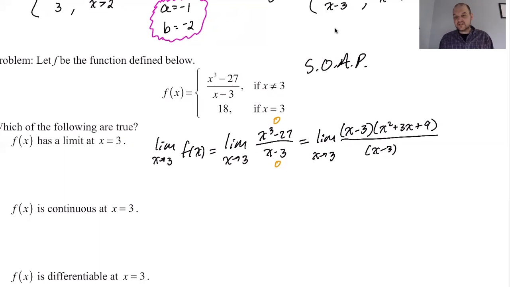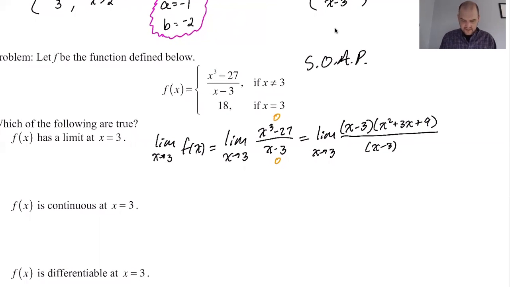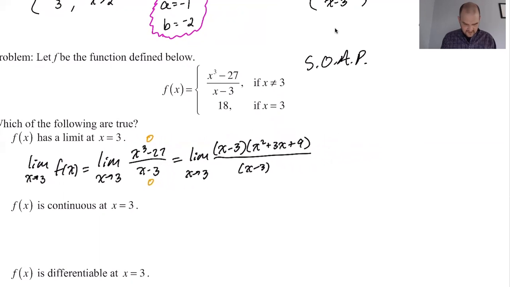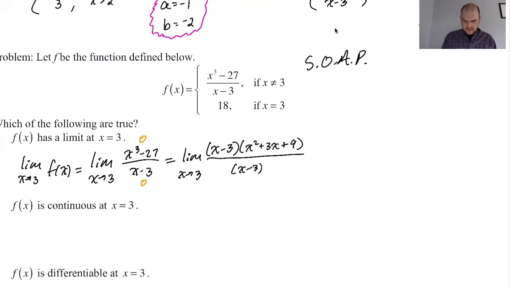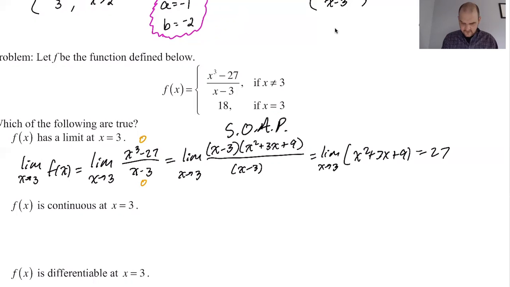We can cancel the x minus 3's. We should do another step here. So I'm gonna magic this over a little bit so that I can pretend that I was doing it in the right spot. So we should do another step because really this thing is still indeterminate the way it's written. x squared plus 3x plus 9. Then you plug in, you get 9 plus 9 plus 9, so you get 27. Okay, that's one option. So that's if you remember how to factor a difference of cubes.